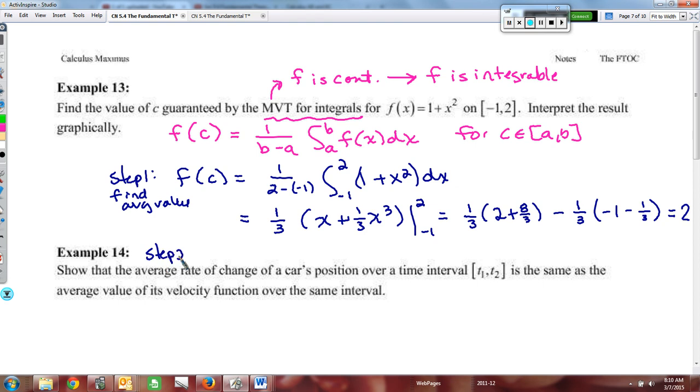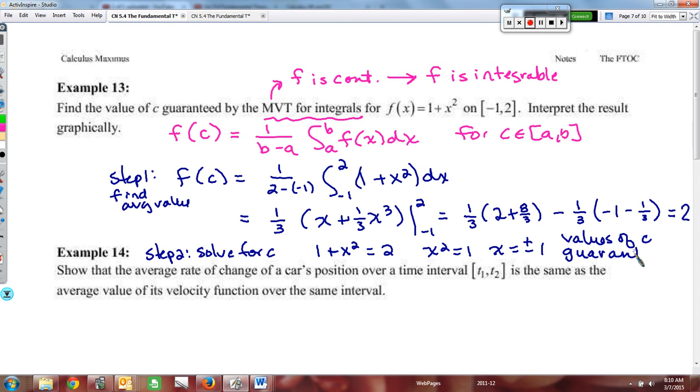Now step 2, find c, solve for c. So I take my function f of x and I set that equal to my average value, and then I just solve. And this is nice because you're just going to end up with x squared equals 1, x equals plus or minus 1, and then you choose the ones that are on the interval, and they're actually both on the interval. So the values of c guaranteed by the mean value theorem are x equal to plus or minus 1. That's what we're looking for in this problem.